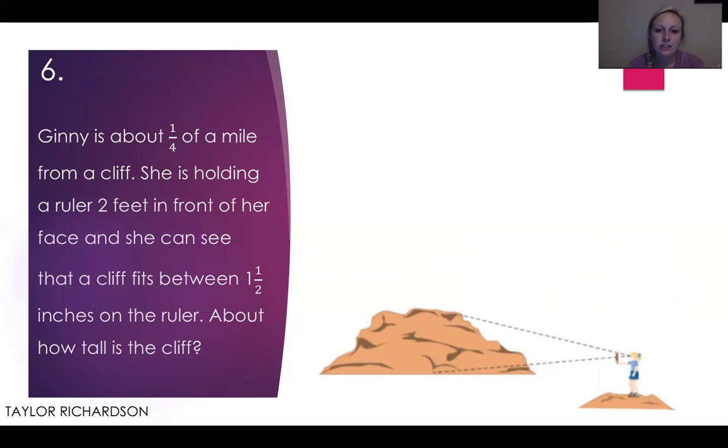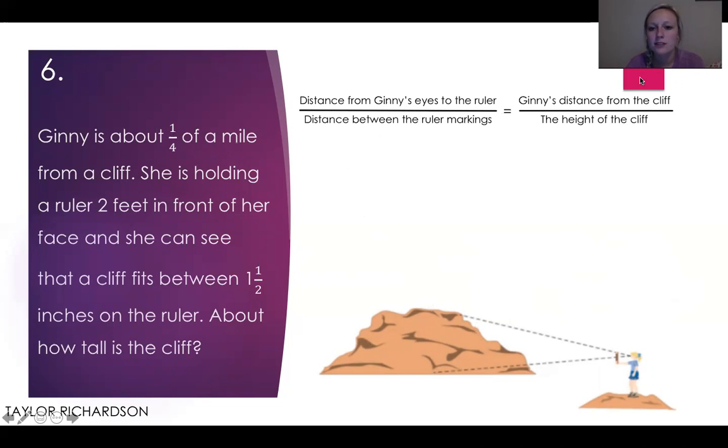We have a lot of information here, and we want to find out how tall the cliff is, and we're not really given any direct information, but we are going to figure it out. We're going to use this relation: the distance from Jenny's eyes to the ruler over the distance between the ruler markings is equal to the height of the cliff over Jenny's distance from the cliff. First we need to remember that 1 mile is equal to 5,280 feet. Because we're given different measurements, we're given feet and 1/4 of a mile and 1.5 inches, we want to convert all of these measurements into feet.